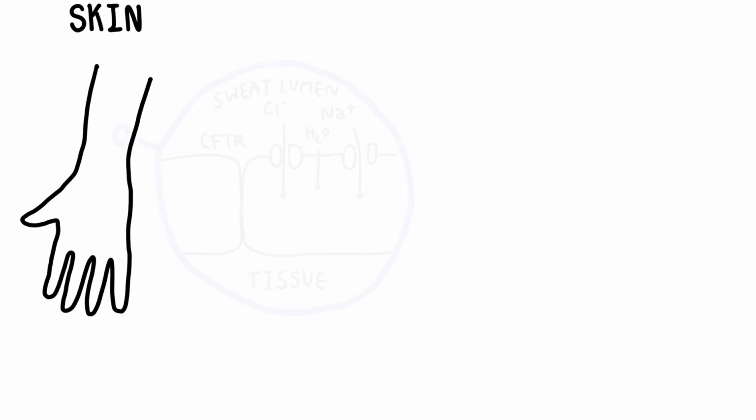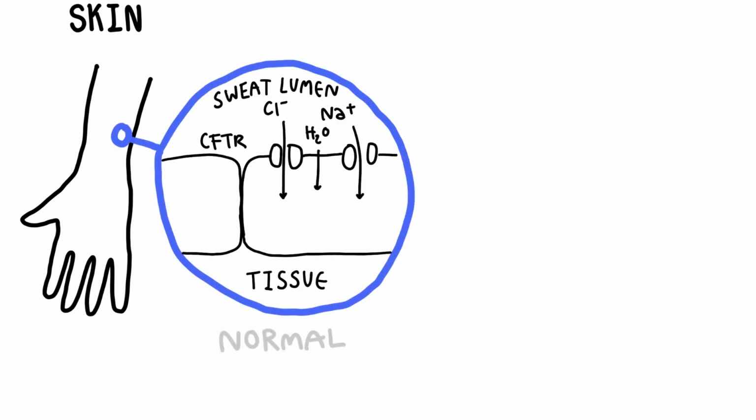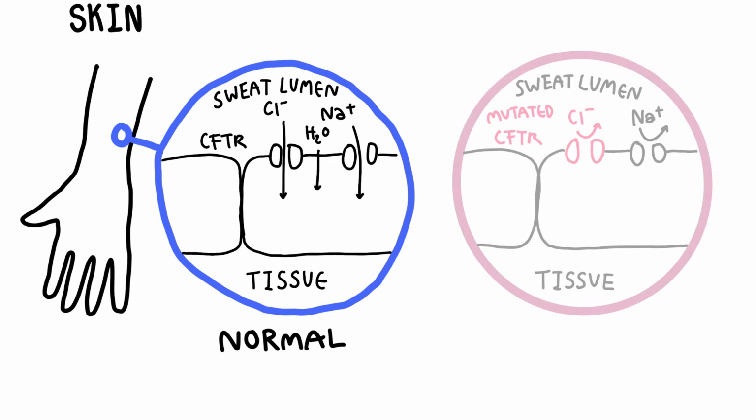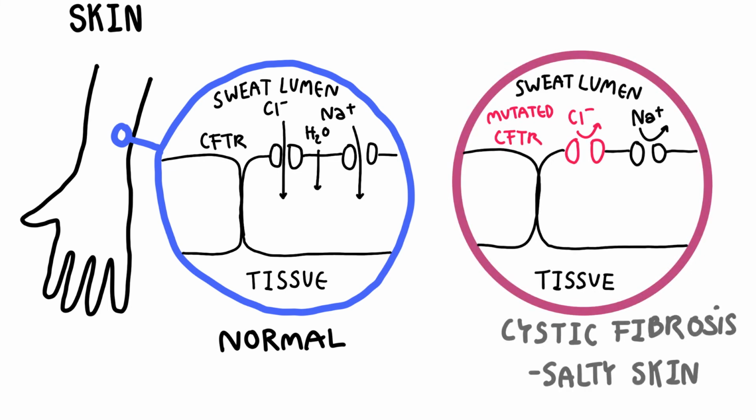However, with a mutation of the CFTR gene, chloride cannot come in through the CFTR channel, and sodium and water cannot come in too. This is why one of the ways to diagnose whether you have a gene mutation or cystic fibrosis is to lick the forehead to test the saltiness of the skin.